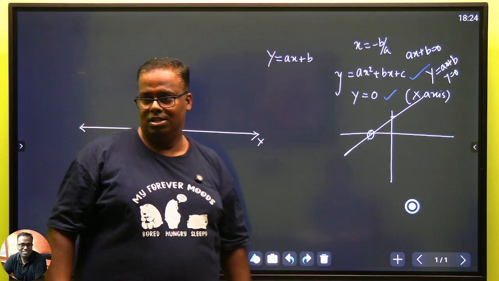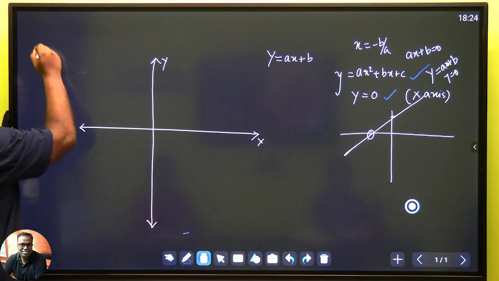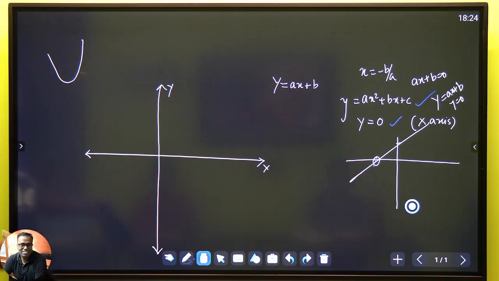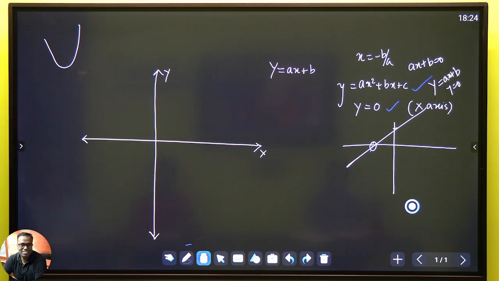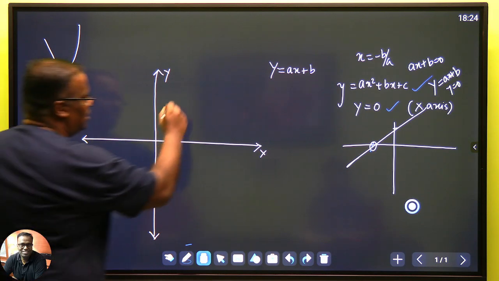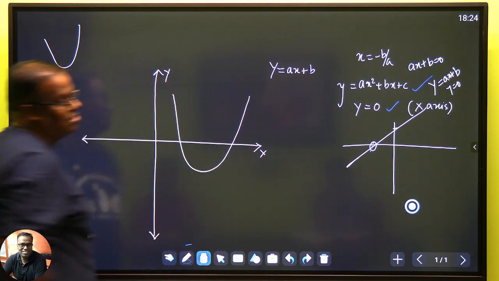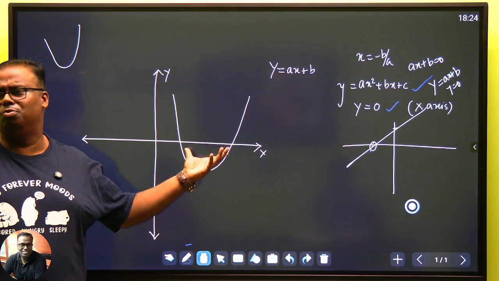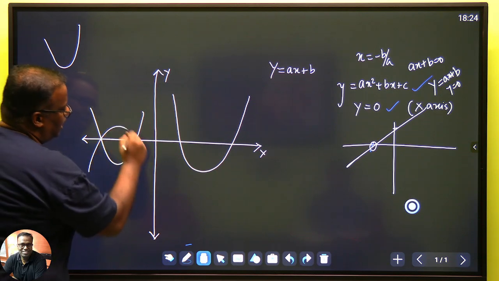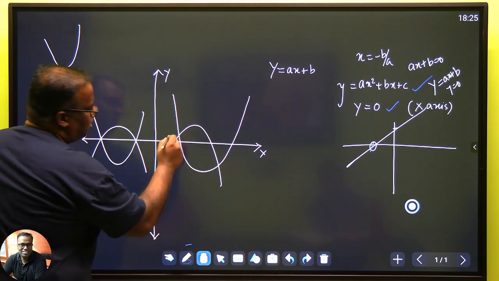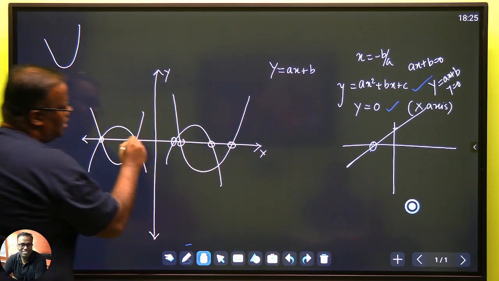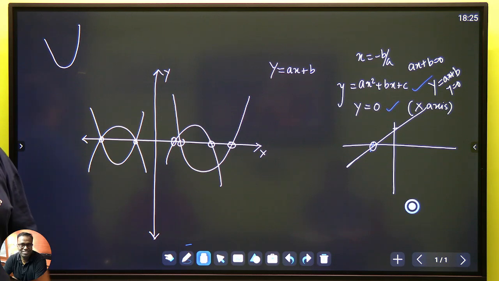We are now doing quadratic equations. The quadratic graph will always be like this. How many ways can you draw this graph on the x-axis? One way would be that it intersects the x-axis at two points. Those two points can be any two points. It can intersect like this, like this, like this, but we are intersecting at two distinct points. Understood? We call this a distinct solution.